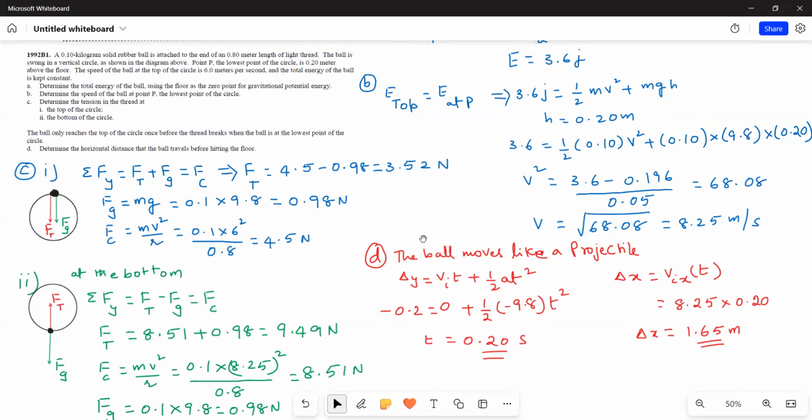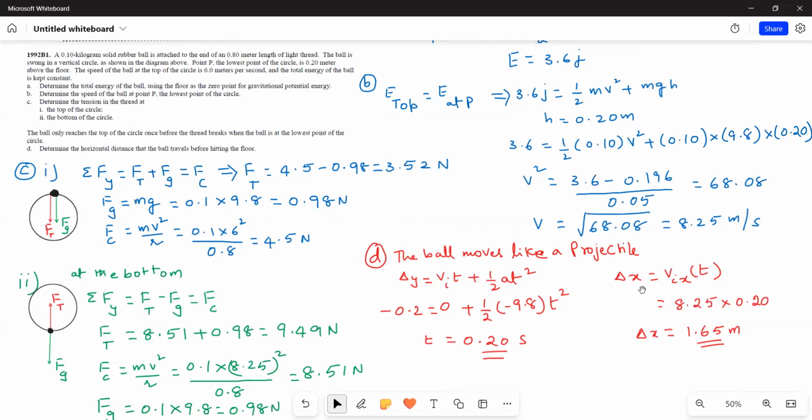Once the thread breaks, we will calculate the time taken by the ball to drop 0.2 meters to reach the ground. We will calculate that using the kinematic equation delta y is equal to v0y t plus half a t squared. Here the vertical component of velocity is 0, and the acceleration is 9.8 because it is under free fall. Delta y, the distance the ball has to drop, is only 0.2 meters, and it is in the downward direction, which is why it has the negative sign. Using these values, we calculate t as 0.2 seconds.